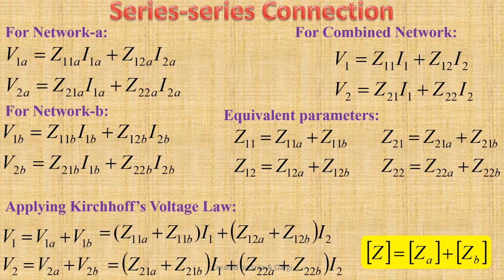Hence, we can conclude that the overall Z parameter matrix of series connected two-port networks is the sum of the Z parameter matrix of each individual network connected in series. This result may be generalized for any number of two-port networks connected in series, subject to the condition of interconnectibility being satisfied.